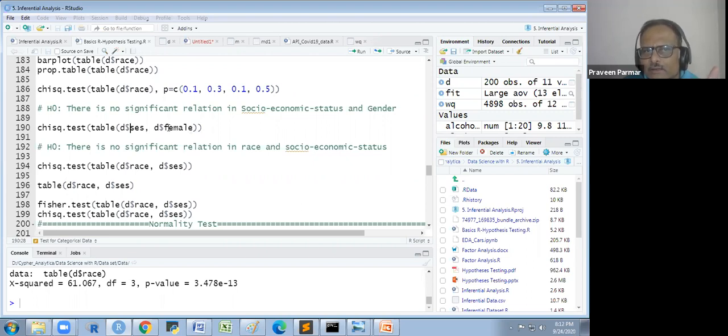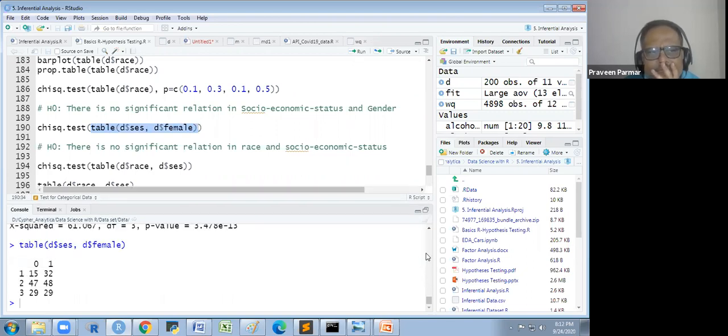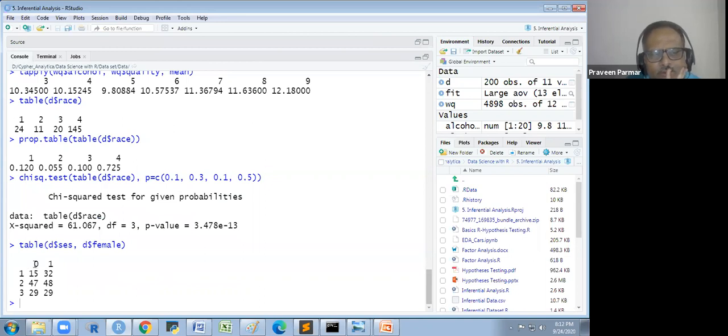Both are categorical here. In the test of independence, both are categorical variables. Is it clear? I will first show you the table of this. Look at this table. This is my SES: low, medium, high. And this is male and female, boy and girl. Does that make sense to everyone?